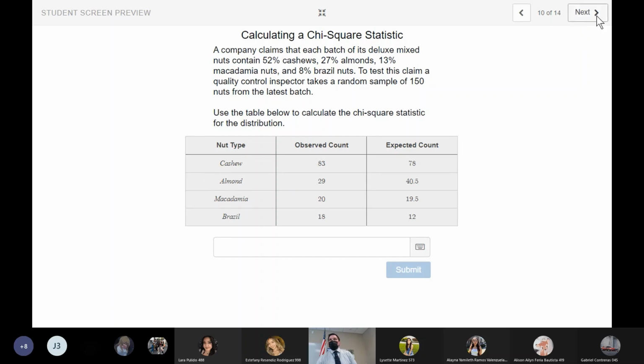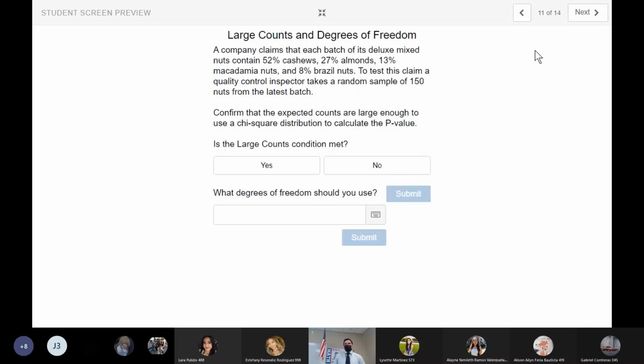All right, and our next one here, large counts and degrees of freedom. Same context. Confirm that the expected counts are large enough to use a chi-square distribution to calculate the p-value. So it's either yes or no. That first submit button goes with answering yes or no. Submit your answer, it'll tell you if you're right or wrong. And then what degrees of freedom should you use, based on what we know about our chi-square test for goodness of fit?